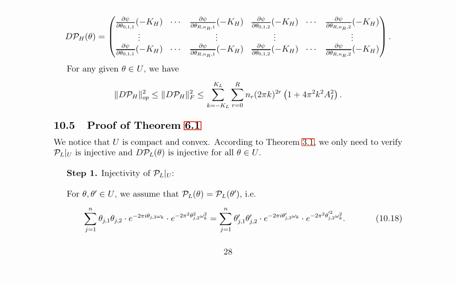Page 28 further develops this concept, detailing the estimation of a specific matrix's norm and its implications on signal processing. The proof involves calculating the partial derivatives of the signals with respect to the parameters and demonstrating that the resulting matrix has full column rank, making it injective. This injectivity is essential for various applications in signal processing, including source separation and deconvolution.